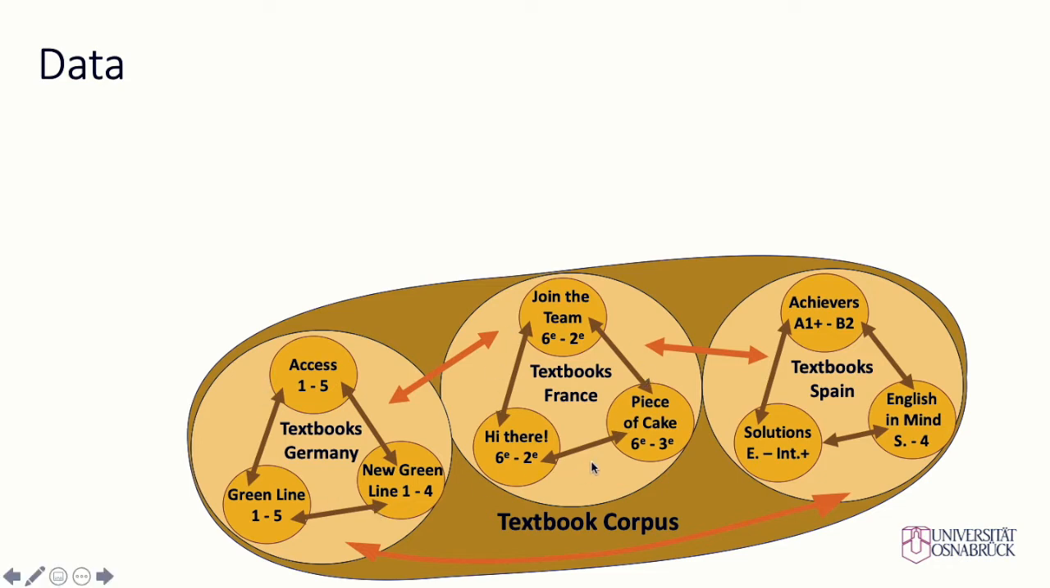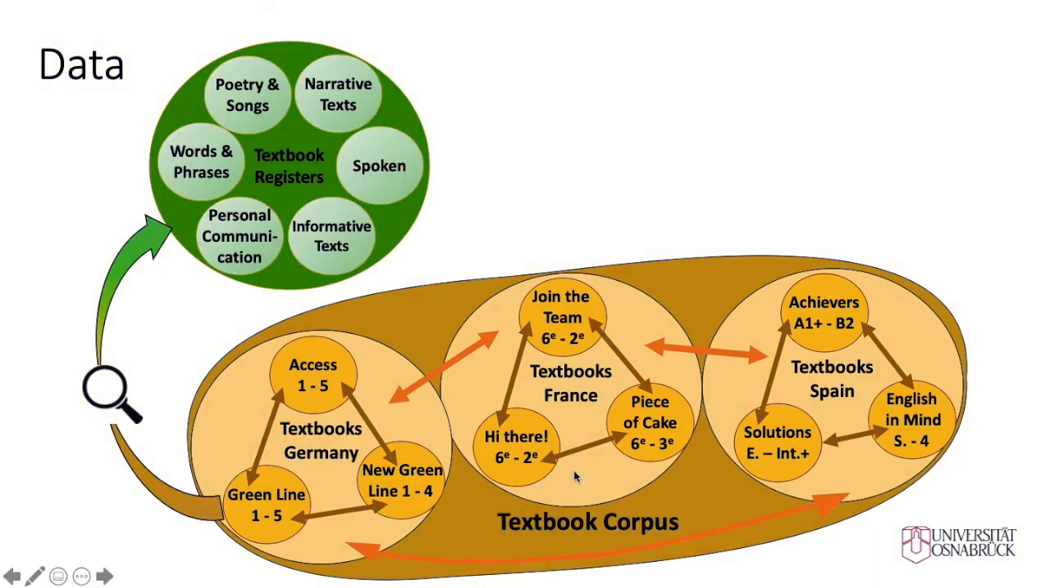Here for France, I have another 3 textbook series, and textbooks used in Spain are actually textbooks published by British or American publishers, but used in Spain. And what I've done is I've manually annotated those textbooks for the different textbook registers that I identified earlier on. So that means that I scanned the textbooks or obtained them as PDFs to start off with directly from the publishers, or bought digital versions of the textbooks, and then used an OCR program to extract the raw text from these textbooks, and then manually annotated this raw text for textbook registers.